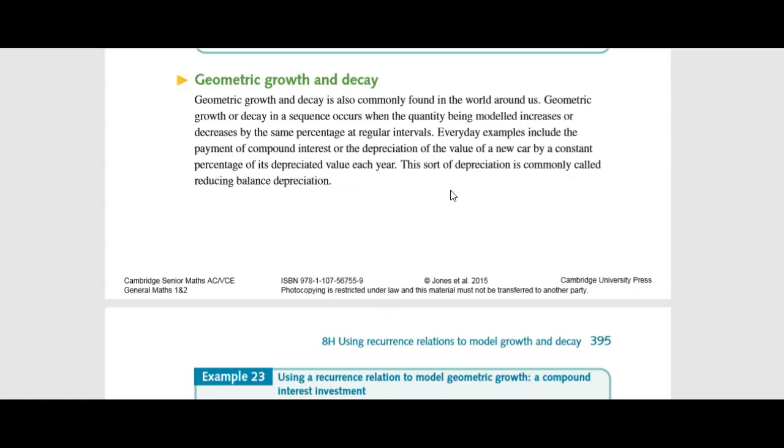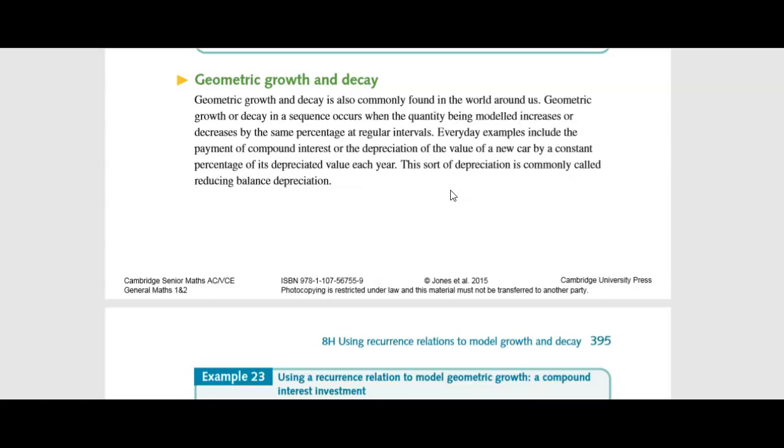Let's just read this because sometimes I miss things and I don't want to. So everyday examples include a payment of compound interest or the depreciation of the value of a new car by a constant percentage of its depreciated value each year. So compound interest, you'll probably see more than simple interest at banks. So basically interest is paid upon interest or charged upon interest. So let's say you get 10% interest, which is pretty high, and you put in $1,000. So 10% of 1,000 is 100. So the following year, you would get 10% of 1,100, and then you'd get 10% of that new amount.